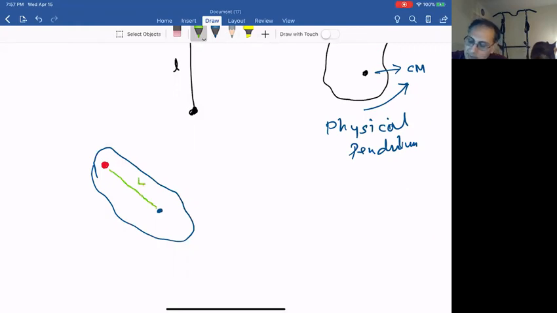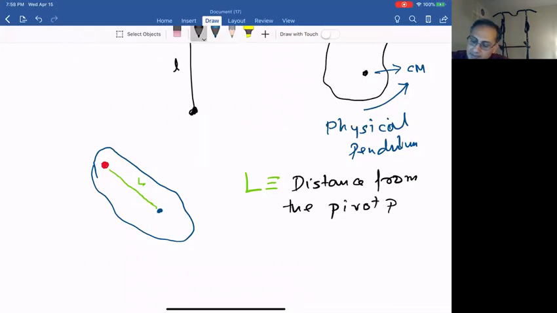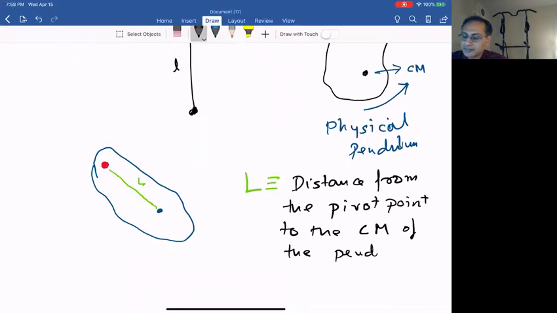L. So please note the meaning of L very carefully. L is defined as the distance from the pivot point to the center of mass of the physical pendulum. I should probably say center of mass of the system. That is the definition of L, right?